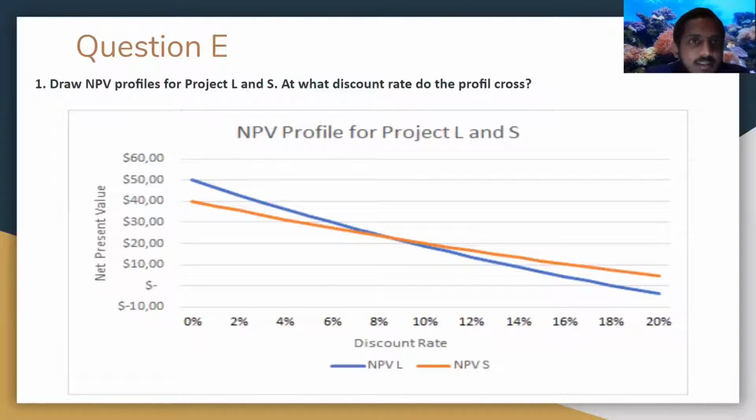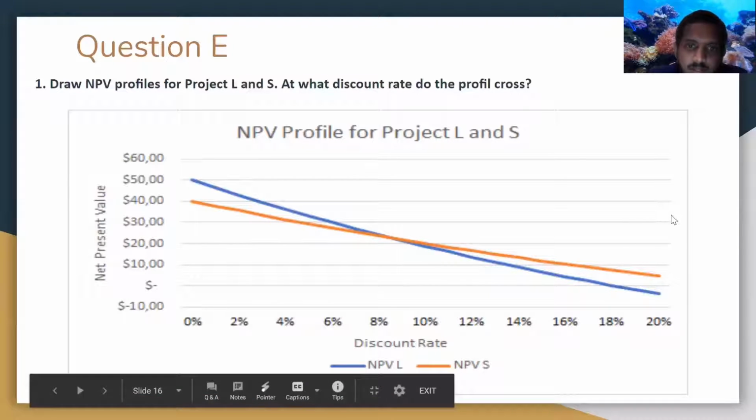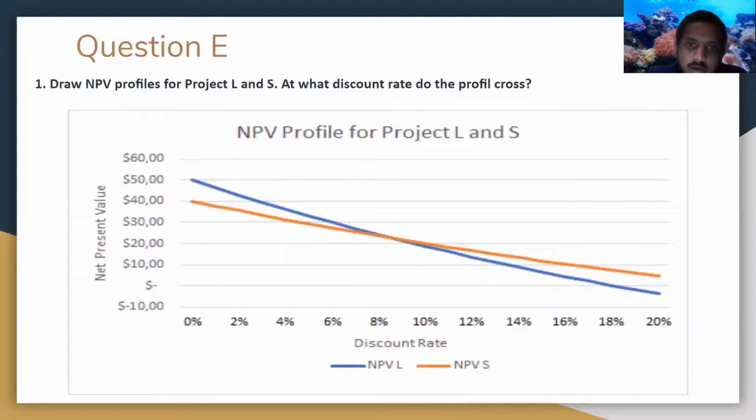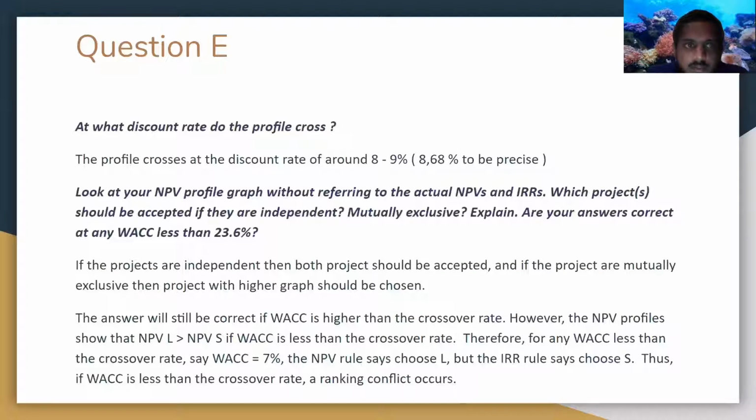Question E. Draw NPV profiles for projects L and S. At what discount rate do the profiles cross? So this is the NPV profile for L and S. As you can see, they almost cross at around 8 to 9%. And if you want to get the exact number, it's 8.68%.